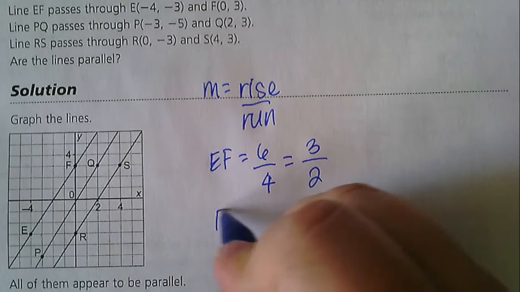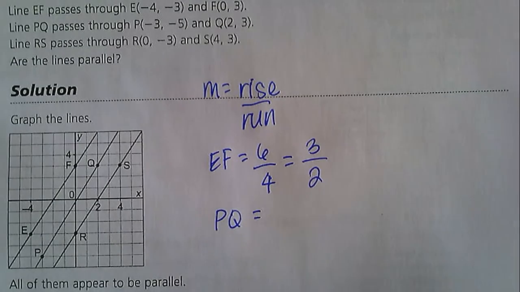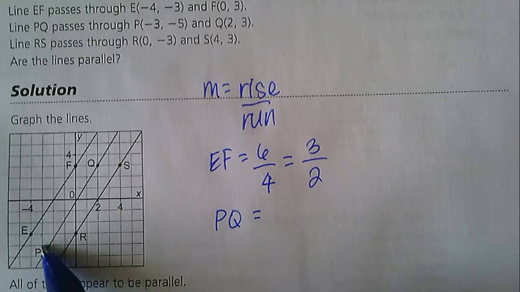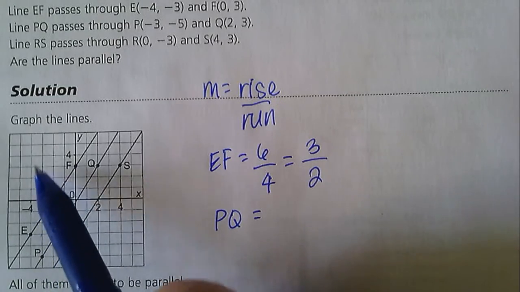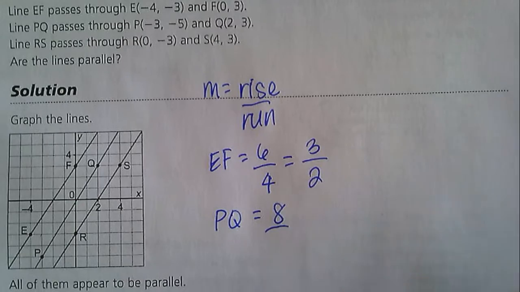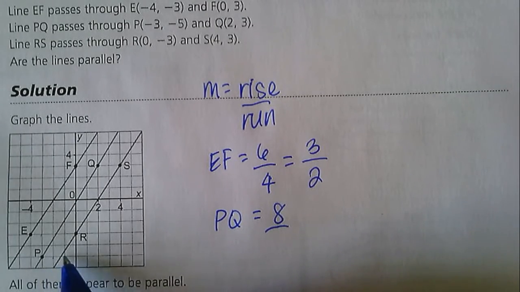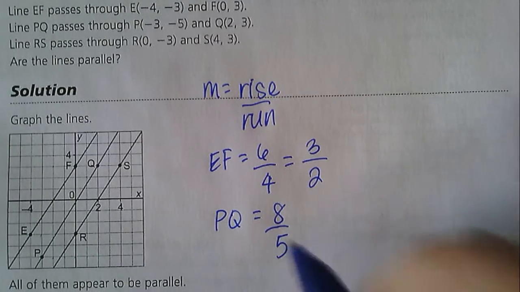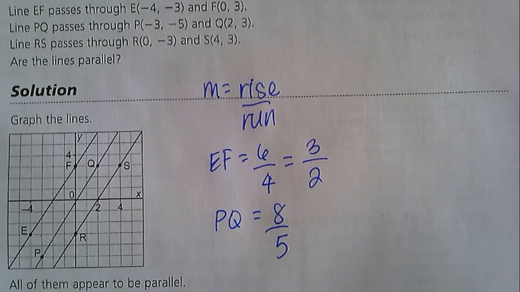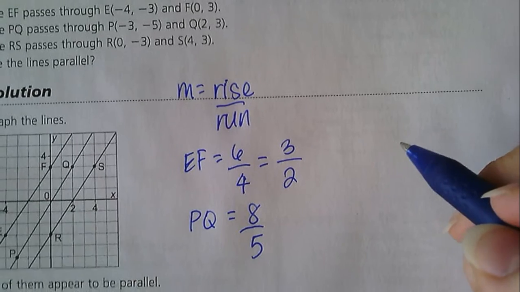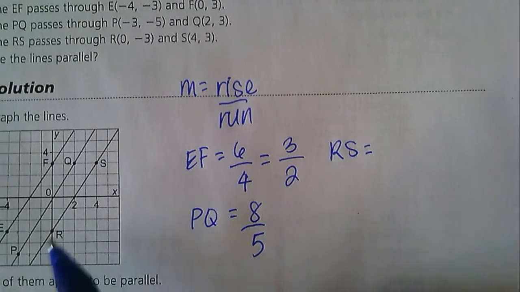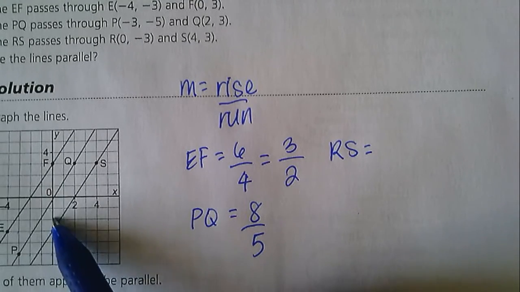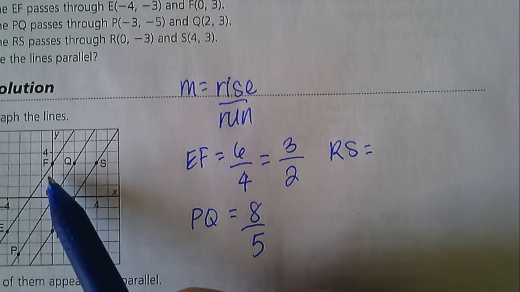Let's take a look now at line PQ. Our rise is 1, 2, 3, 4, 5, 6, 7, 8. Our run is 1, 2, 3, 4, 5. And that is in lowest terms. Let's take a look now at line RS. So our rise is 1, 2, 3, 4, 5, 6.